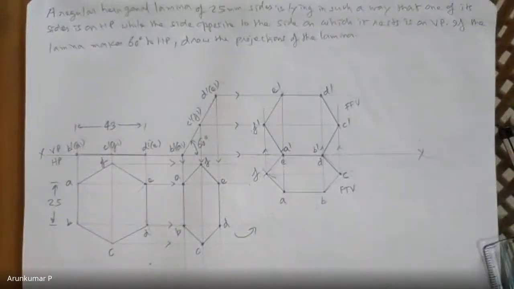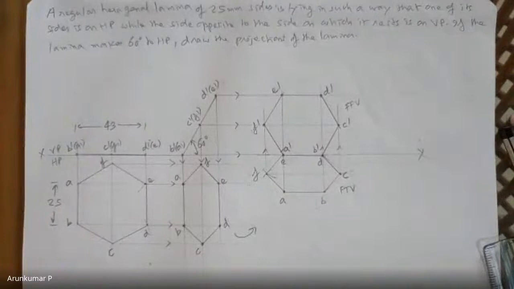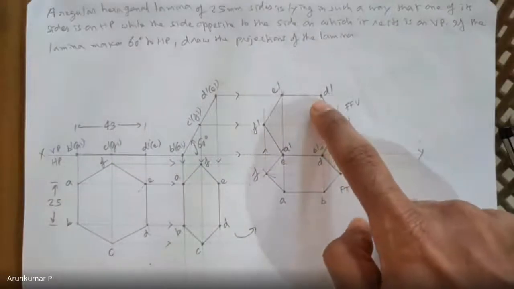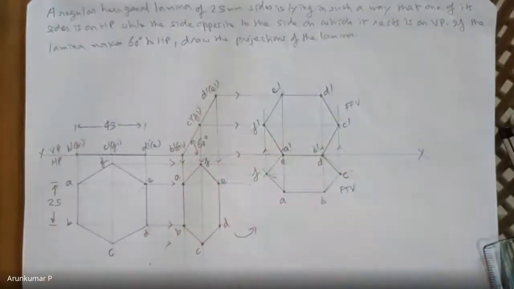Okay. So this is a case where you have a hexagon resting on HP on its edge or a side. Now it is also possible that the hexagon would be resting on HP on a corner, and the opposite corner could be on VP. Such type of problems also are possible, and that is what we will see now.